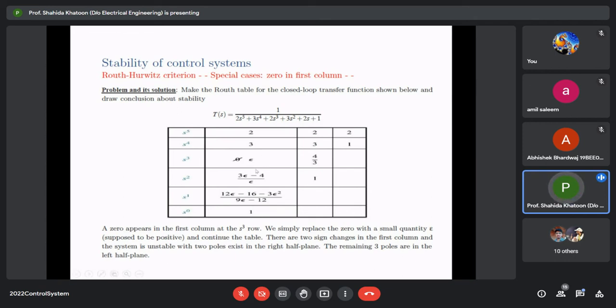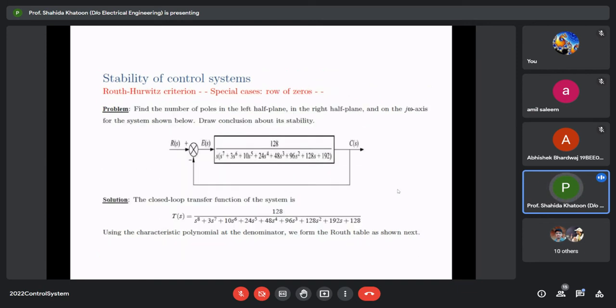So if you do this and then proceed with the table formulation, you will get this type of values. You can check it out yourself. Then there are two sign changes. We can take the limiting value of this and then the limit of this, and the limiting value gives the actual value of the system. So there are two sign changes in the first column and the system is unstable, with two poles existing in the right half of the S plane, and the remaining third pole lies in the left half of the plane.